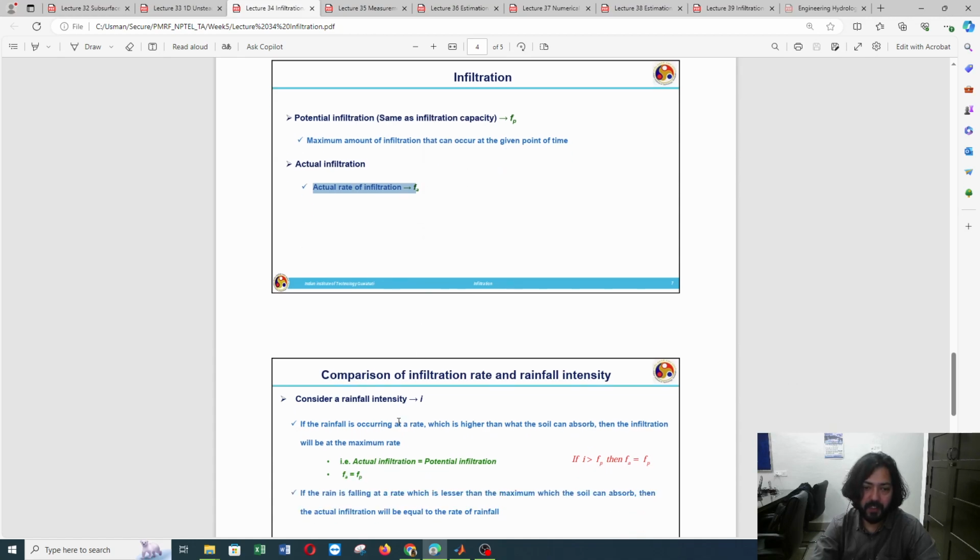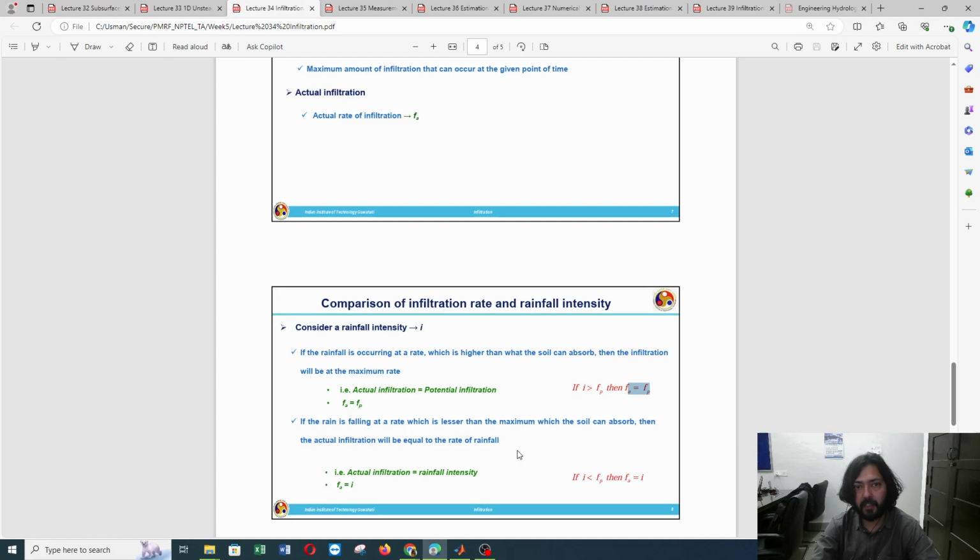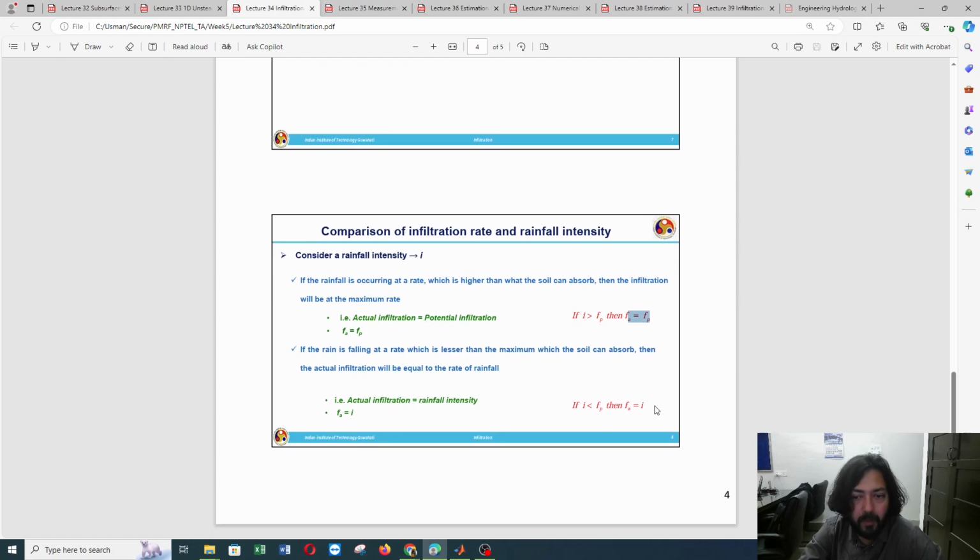The first case is when the rainfall intensity I is higher than the maximum potential infiltration. What happens during that case is f of a will become equal to fp. But there is another case also. Sometimes the rainfall intensity would be less than the potential infiltration. During that case, the actual infiltration rate will become equal to the rainfall intensity.